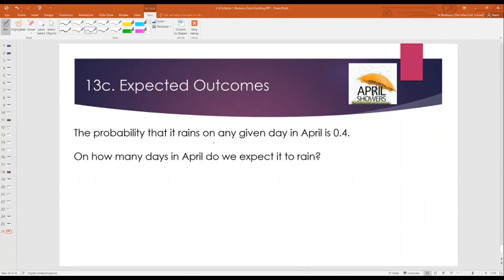Okay, and then last section then, so the probability that it rains on any given day in April is 0.4. How many days in April do we expect it to rain? So this is still a similar sort of thing, only the probability is given to us as a decimal. So this is relying on the fact that you knowing that there are 30 days in April, okay? So if there's a 0.4 chance on one day, there must be a 0.4 multiplied by 30 chance on 30 days, okay? So that is 12. So over the 30-day period of April, we would be expecting it to rain on 12 days based on this probability.